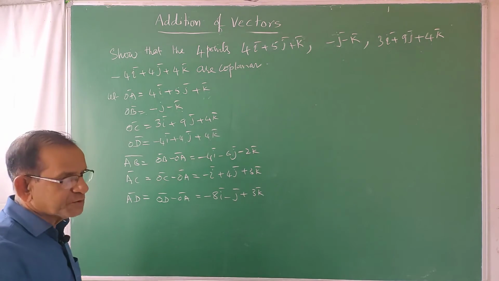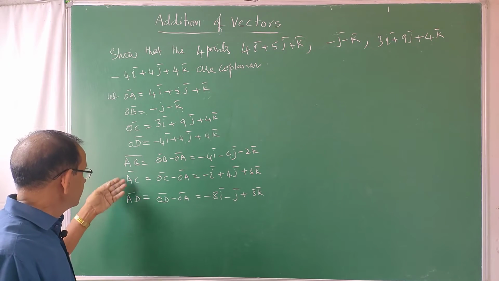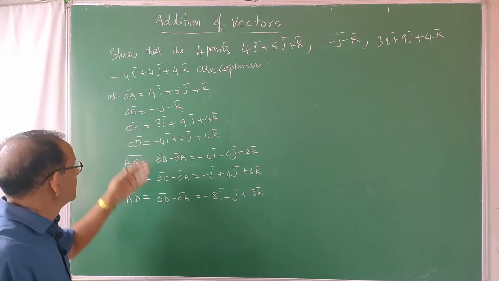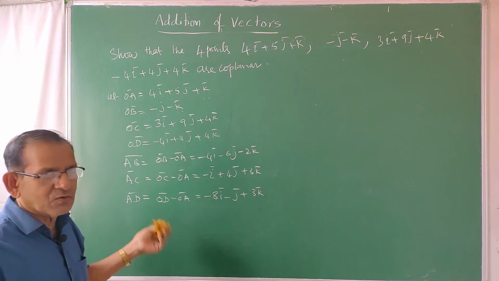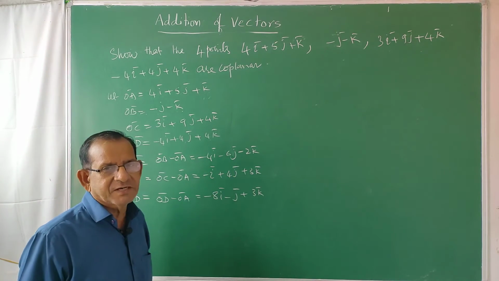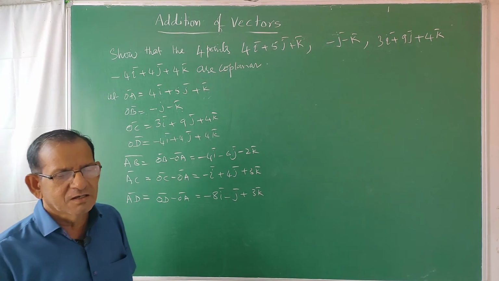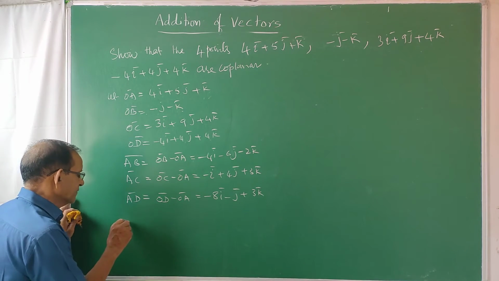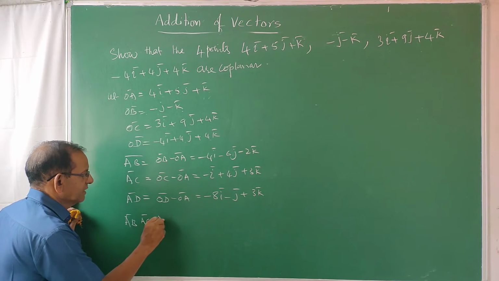Now we have to show that A, B, C, D are coplanar. That means if AB bar, AC bar, AD bar are coplanar, then A, B, C, D are coplanar. The test for whether they are coplanar or not: if the determinant of the coefficients of these 3 vectors is 0, then they are coplanar. If that is not 0, then they are not coplanar. So let us find out the scalar triple product, AB bar, AC bar, AD bar.